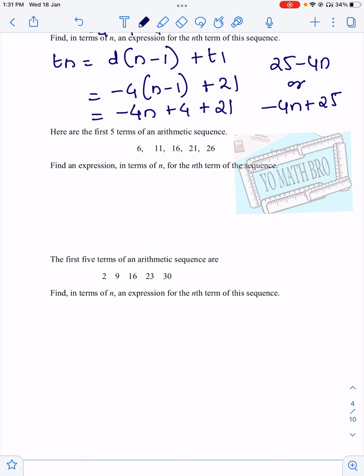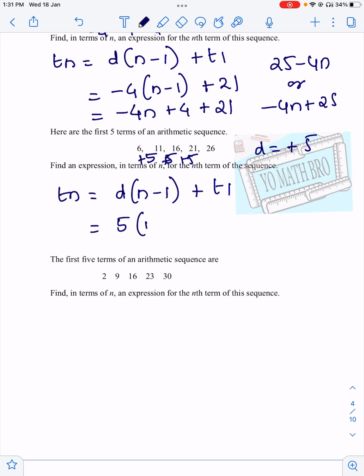Look at the next sequence: 16, 11, 6. So this is minus 5, minus 5, minus 5. Never forget to write the sign. So d is minus 5. Using the formula, Tn is equal to d(n minus 1) plus T1. I get minus 5(n minus 1) plus 16. I get minus 5n plus 5 plus 16. That gives me minus 5n plus 21.